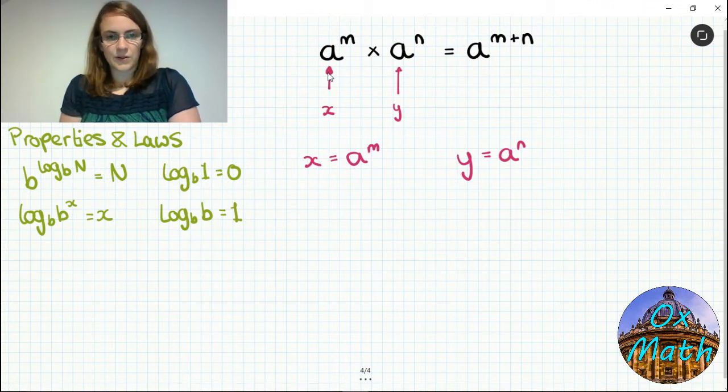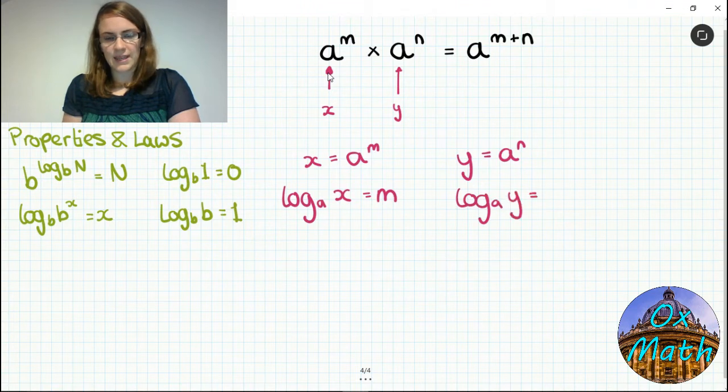From our definition of logarithms then, we know that log base a of x is equal to m, and log base a of y is equal to n. So this is just our definition of a logarithm. What power goes with a to get x, that will be m, and what power goes with a to get y, that will be n.